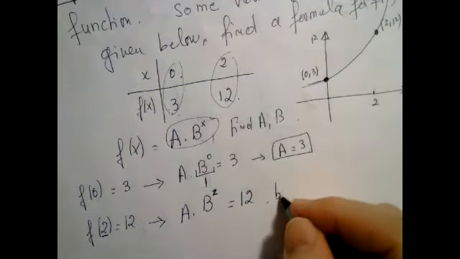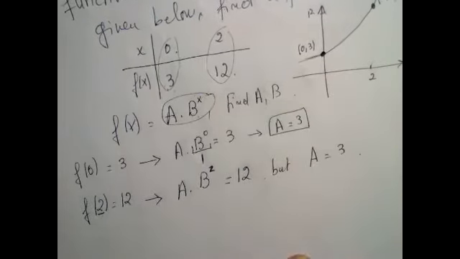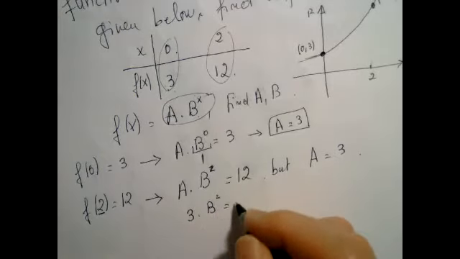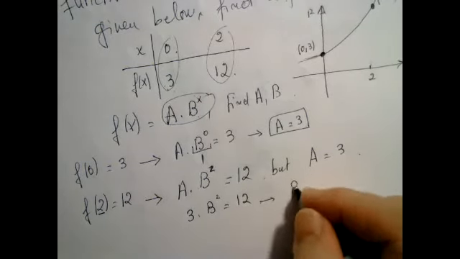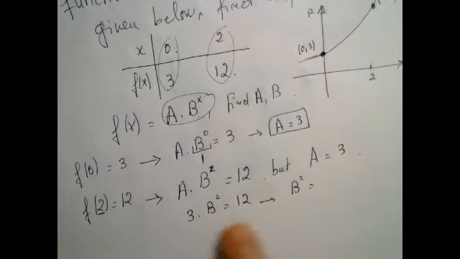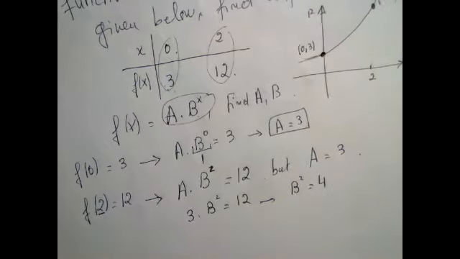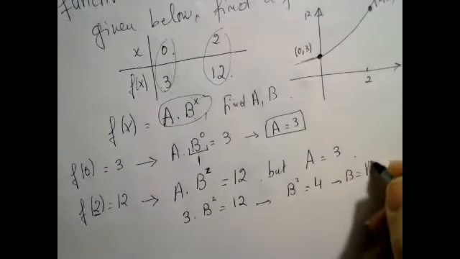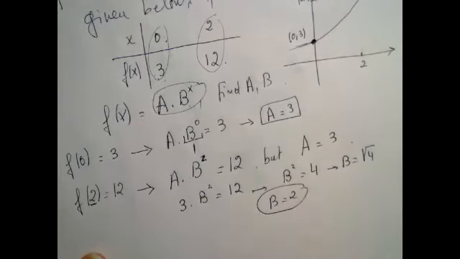But I know that a is equal to 3. It means I have 3 times b squared is equal to 12. So my goal now is really to find the b. So b squared equals, I divide both sides by 3, 12 divided by 3 gives me b squared equal to 4. It means my b is the square root of 4, my b is equal to 2.